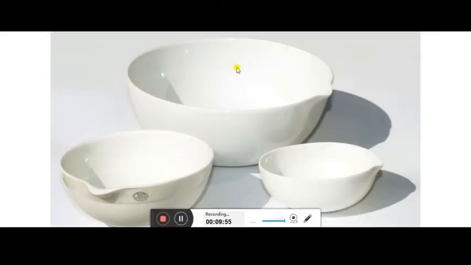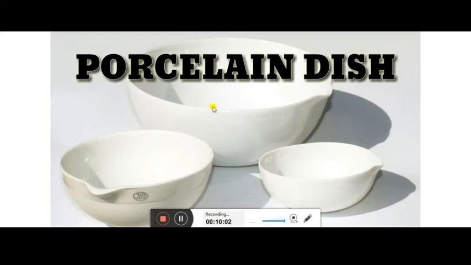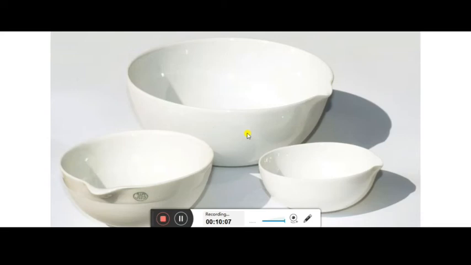Now here you can see different sizes of bowls. Basically they are known as the porcelain dish. It can absorb a large amount of heat without breaking. So these porcelain dishes are used for evaporating liquids. The boiling process will keep on going and the liquid will keep on evaporating, and then the solids will remain. So it can absorb more and more heat, and without breaking it can do the evaporation.